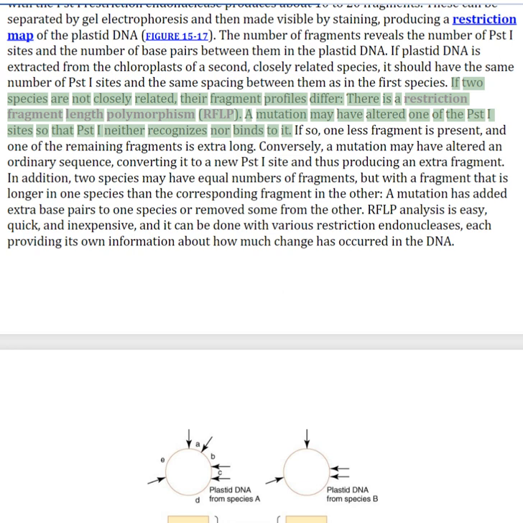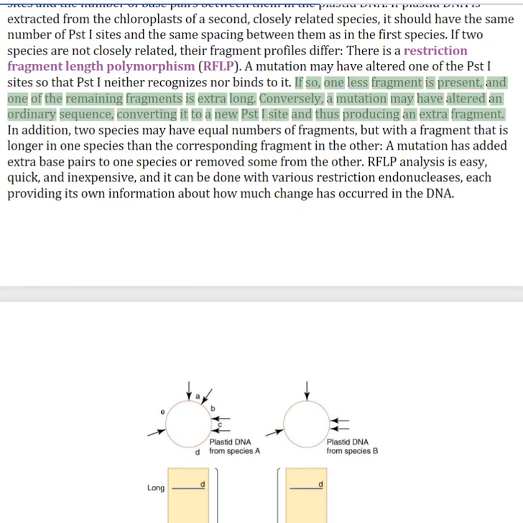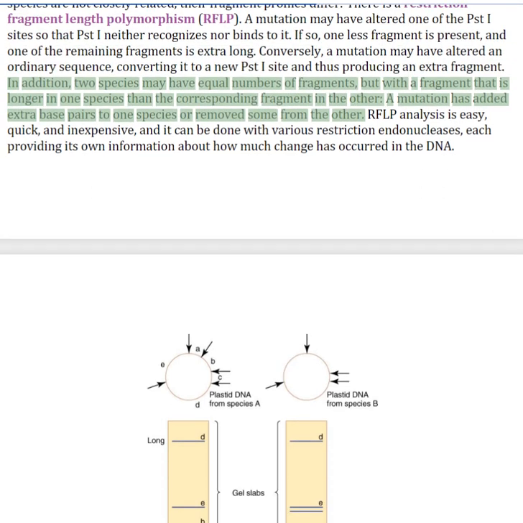There is a restriction fragment length polymorphism. A mutation may have altered one of the PstI sites so that PstI neither recognizes nor binds to it. If so, one less fragment is present, and one of the remaining fragments is extra long. Conversely, a mutation may have altered an ordinary sequence, converting it to a new PstI site and thus producing an extra fragment. In addition, two species may have equal numbers of fragments, but with a fragment that is longer in one species than the corresponding fragment in the other: a mutation has added extra base pairs to one species or removed some from the other.